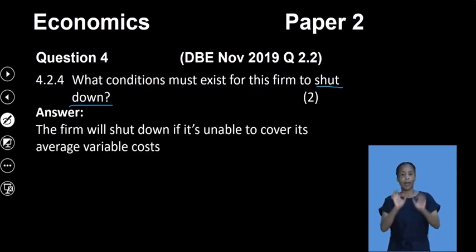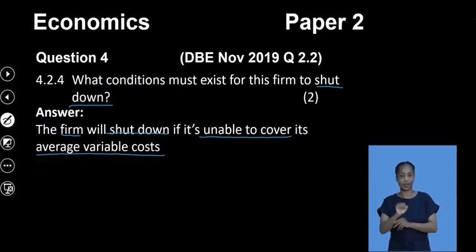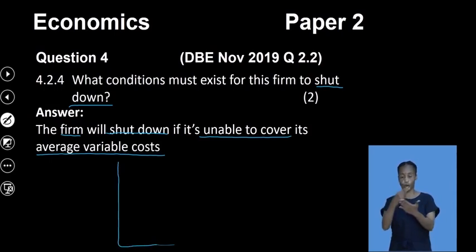Let's look at our solution. A perfect competitor, or the firm, will shut down if it's unable to cover its average variable cost. So a perfect competitor will shut down if it's unable to cover its AVC, or its average variable cost. Quickly, this is the diagram. You need to be able to draw the shutdown point as well.